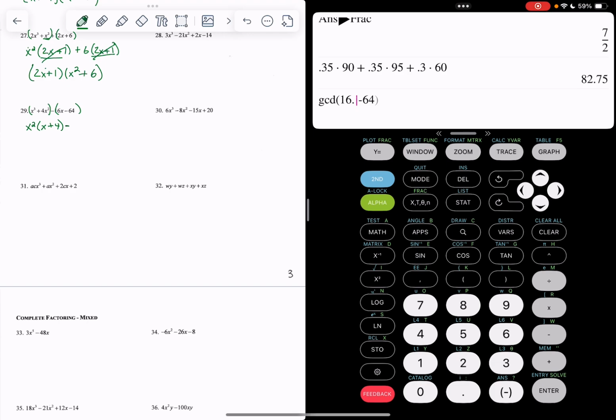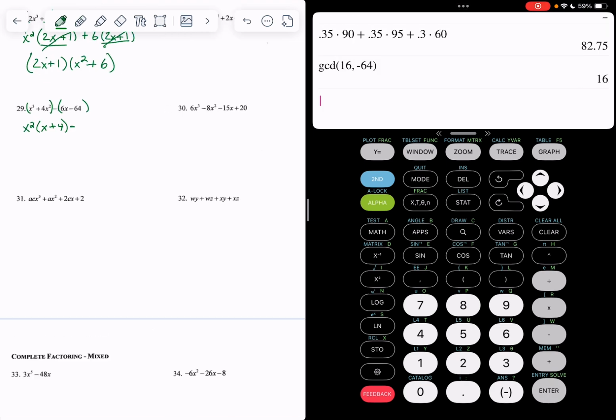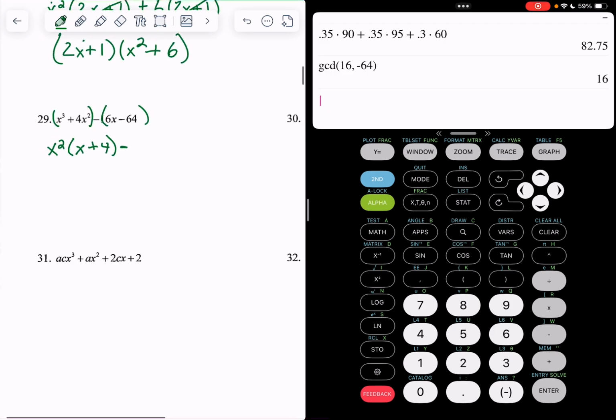And I didn't make a comma here. I put in a period. Delete this. Comma is above the 7. Okay, we hit enter. And the greatest common factor is 16. All right, so we're going to put 16 here. Now when we divide negative 16 by negative 16, we get just x. And when we divide negative 64 by negative 16, we get plus 4.